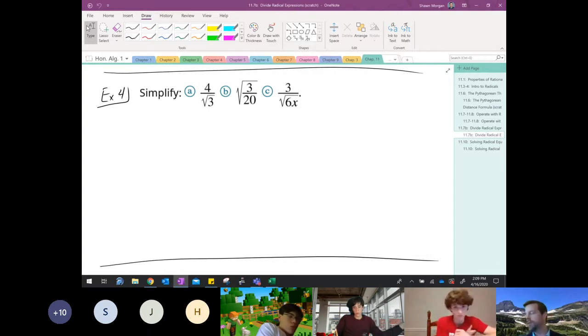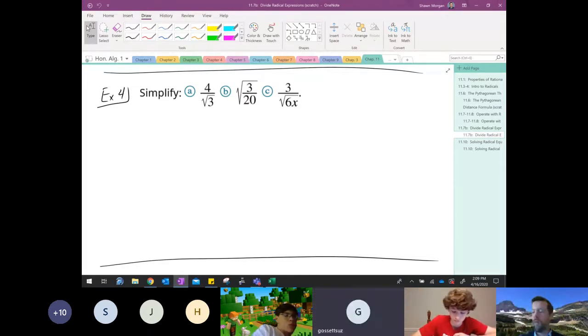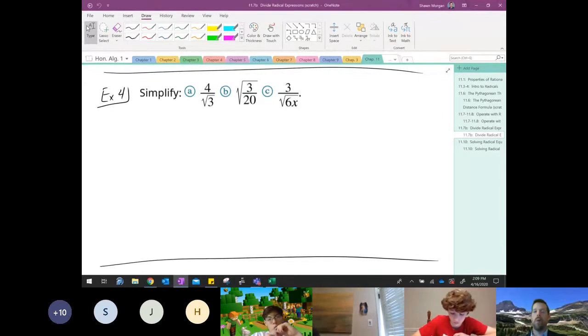I'm going to take a little bite real quick. You guys can jot these 3 down. My wife told me not to eat during class, but I couldn't resist.